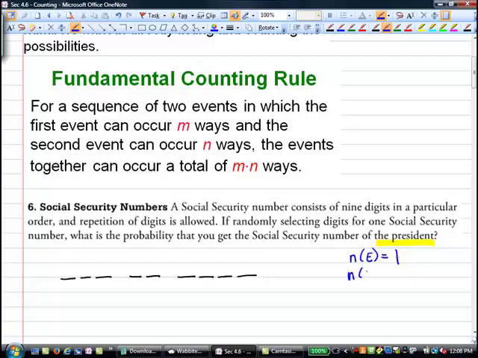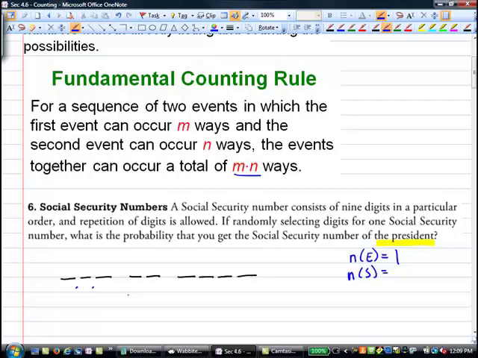The problem comes in with the number of elements in our sample space. Your sample space is every possible Social Security number there is. Counting those would be an arduous task. But using this counting rule, all I've got to do is come up with the number of ways that I can get the first number times the number of ways that I can get the second number times the number of ways that I can get the third number, and so forth. And that would multiply all those numbers together, and that gives me all the possible Social Security numbers.